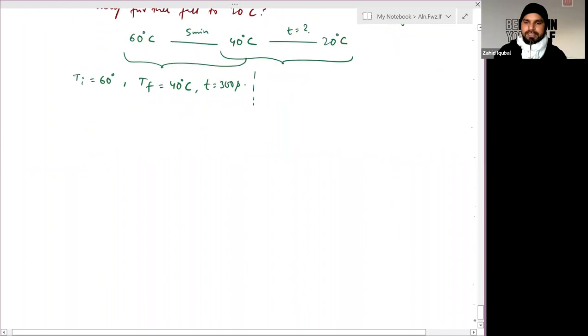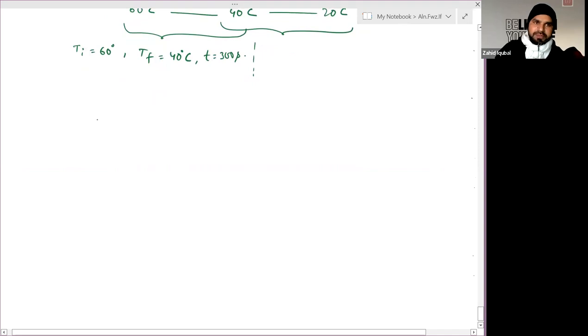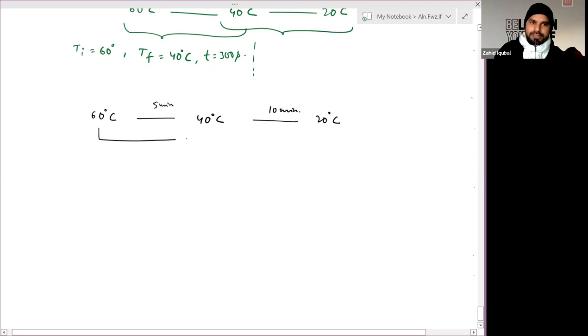So in terms of minutes, it will be 10 minutes. From this part, we can say initially it was at 60 degrees Celsius, changes to 40 degrees Celsius, and further to 20 degrees Celsius. In the first part, time taken is 5 minutes, but in the second part, time taken is 10 minutes. The change in temperature in both processes is the same. So why is there a different time gap for the same amount of change in temperature?